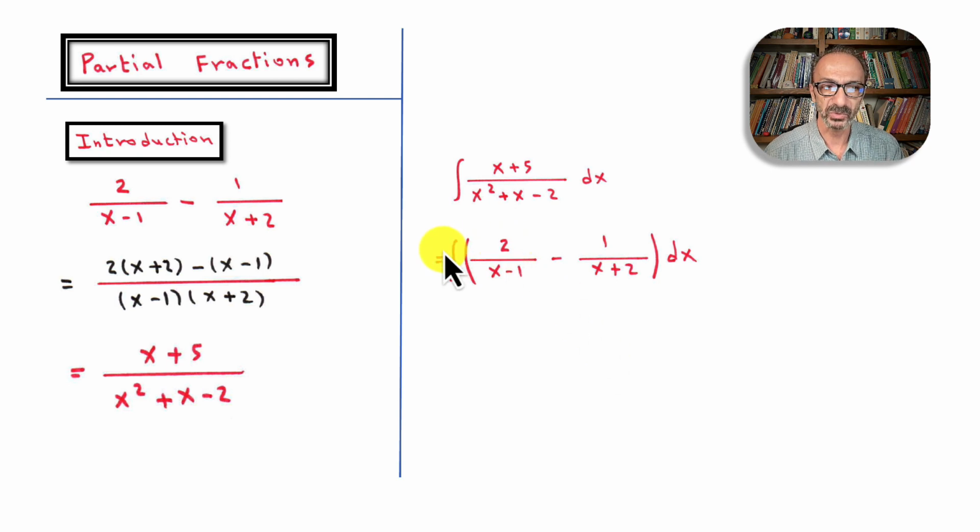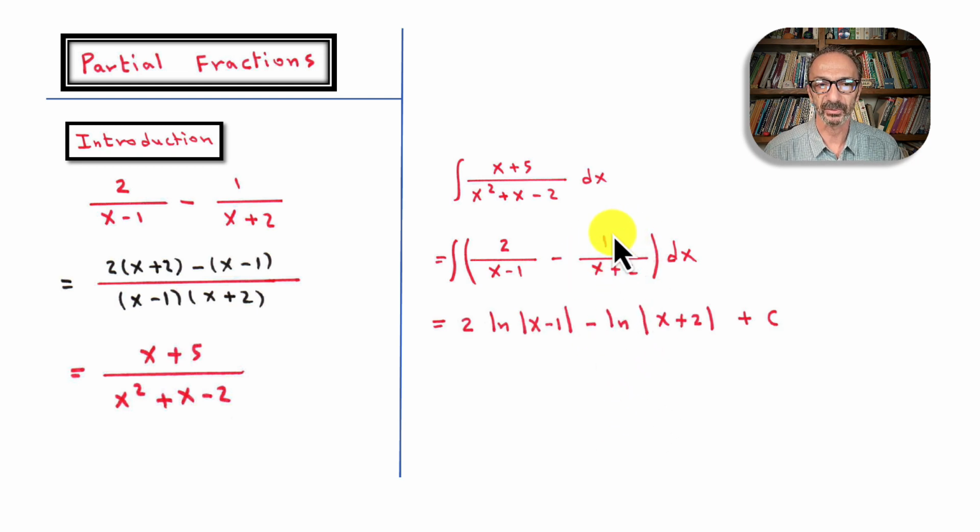So we could take the 2 outside, and integrating 1 over x minus 1 will be ln absolute value of x minus 1. Same thing right here. Here's the minus, and the integration of this part will be ln absolute value of x plus 2. And of course, we don't want to forget the constant of integration.